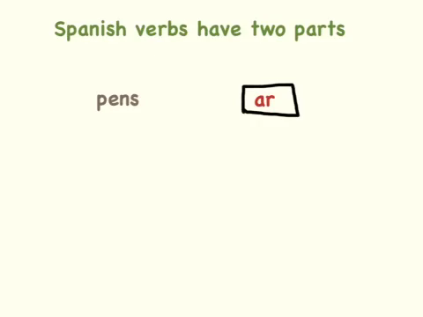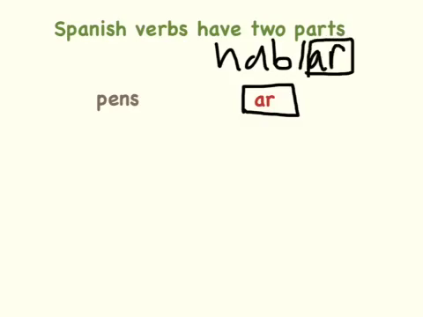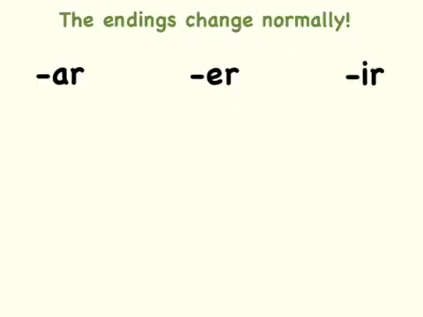Like if we were talking about hablar, right? Hablar. To say I speak, we would change the AR to O, so hablo. So the ending changes, but the stem does not generally. However, in stem-changing verbs, there is a spelling change in the stem. Now, the endings of the Spanish verbs and stem-changing verbs change normally.